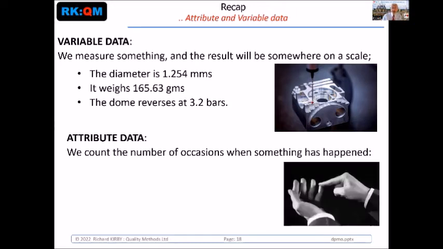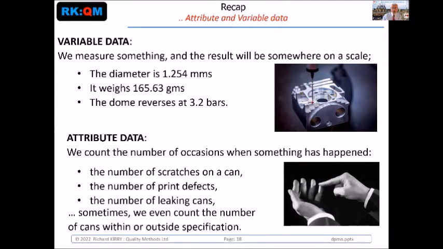And attribute data, counting things, the number of occasions when something has happened, the number of scratches on the can, the number of print defects, the number of leaking cans. Sometimes we even count the number of cans within or outside specification. The result is always a whole number.